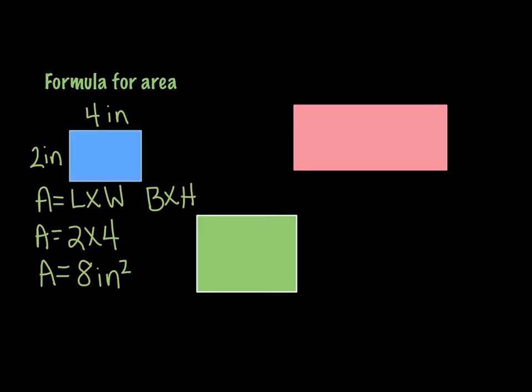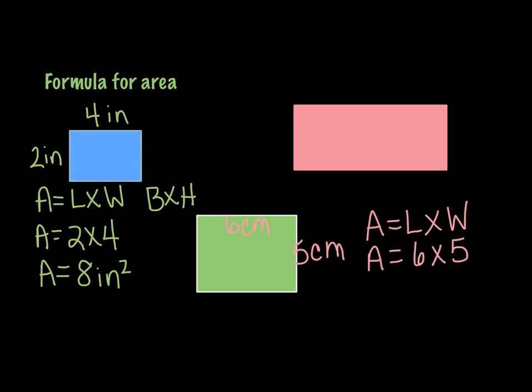Okay, let's take a look at our green rectangle, and let's say that my length is 6 centimeters and my width is 5 centimeters. So again, we're going to use our formula. Area equals length times width. Area equals 6 times 5, and area equals 30, and then our unit is centimeters squared. Simple enough, right?